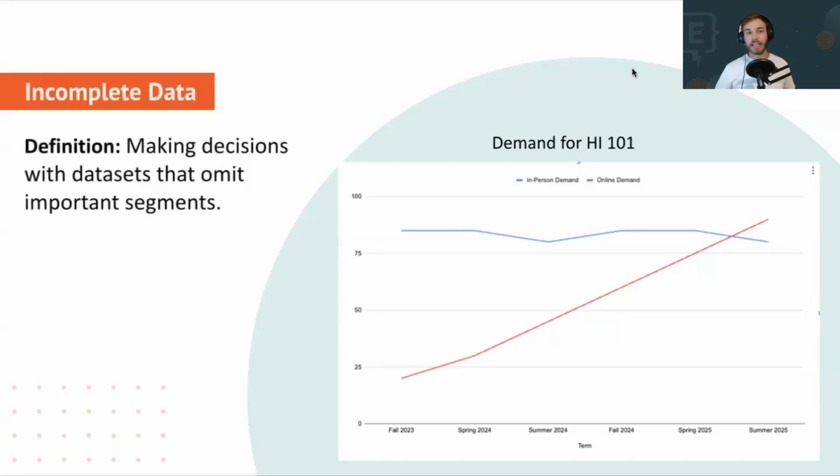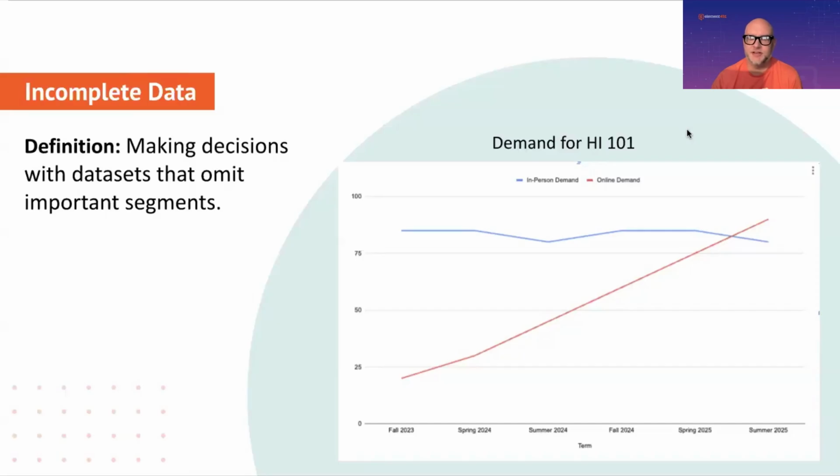I'd call this one incomplete data. Sometimes that's a problem of measurement, right? If we're only collecting enrollment and not collecting modality, that could be a problem that we can't solve without improving our measurement. But I'd call this the incomplete data example, right? So anyway, any thoughts on that one, J-Bo?